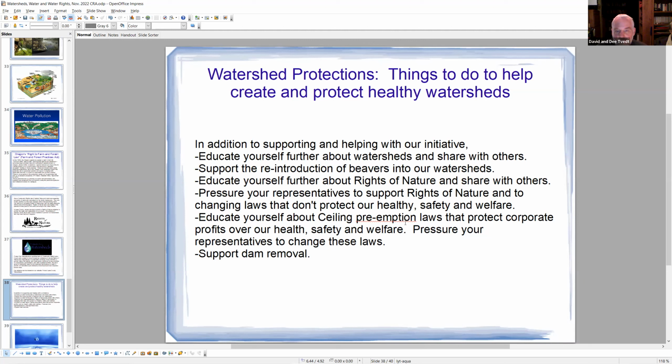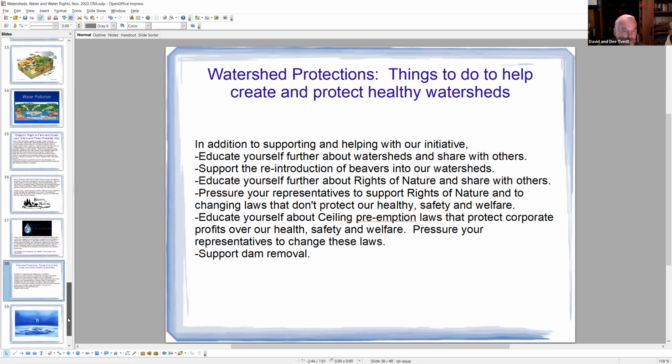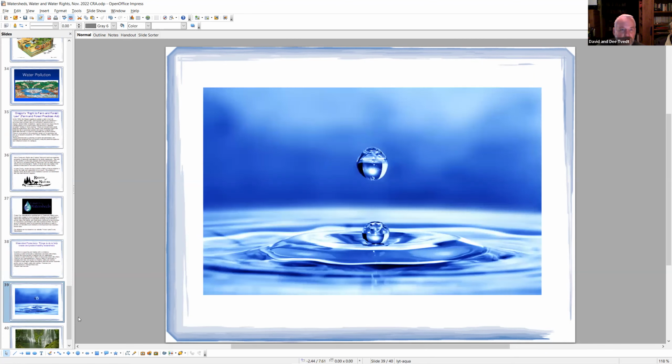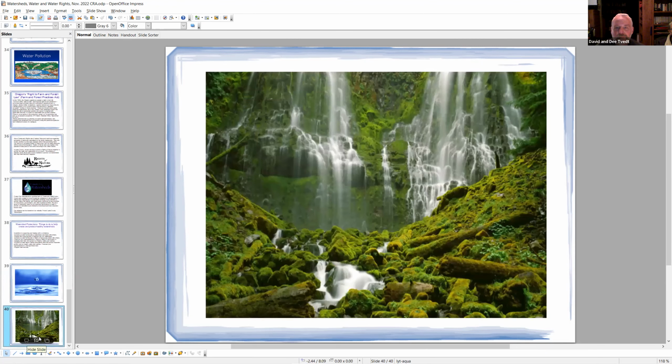And support dam removal. And some of the things in the film on water being the planet's blood, some great ideas for changing the health of our watersheds and supporting a healthy water cycle. Oh, and we'll end with these two. So any questions, thoughts, things you'd like to add to things we can do to help protect our watersheds?